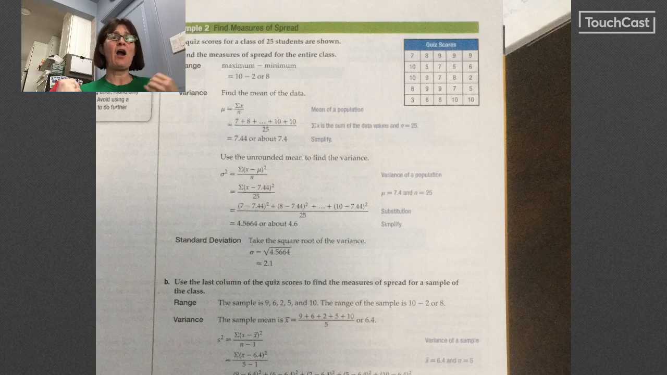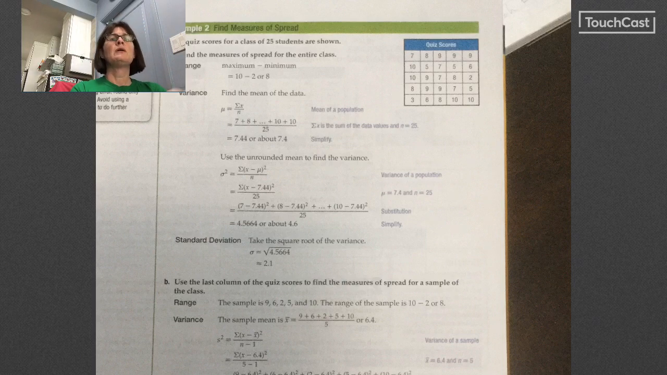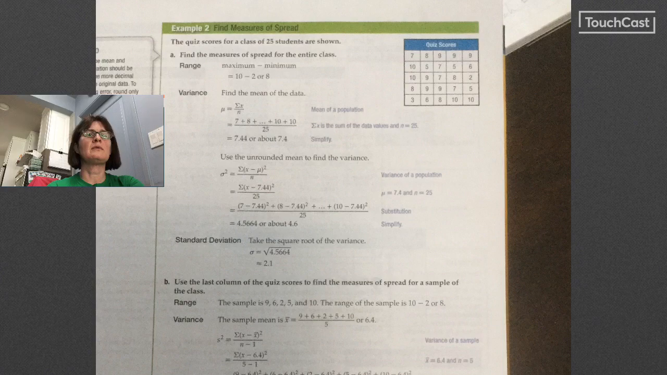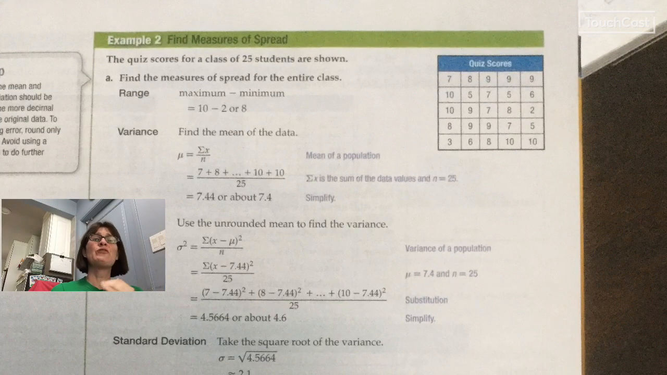All right, so mostly today our job is to remember this process of computing standard deviation. You can kind of walk through example 2. It says quiz score for a class of 25 students. If you have 25 pieces of data for 25 students in a class, then you have information for the whole population. And when you divide to find variance or standard deviation, you're going to divide by that number 25.